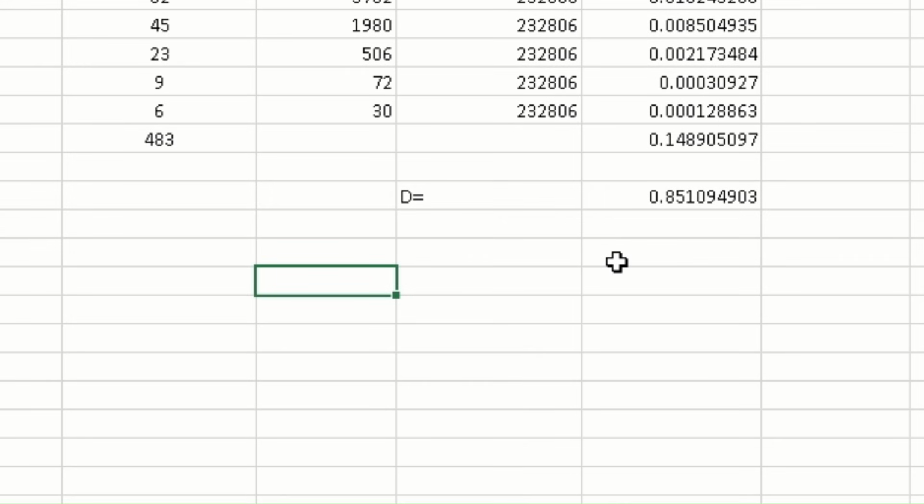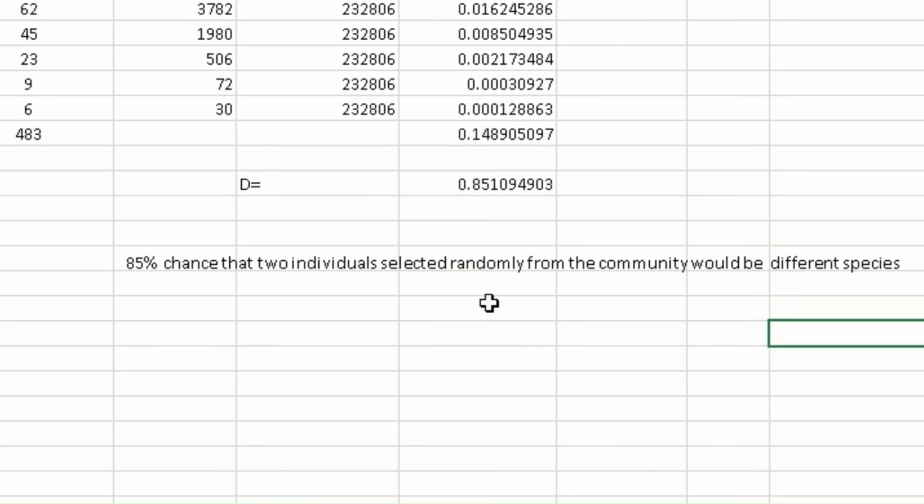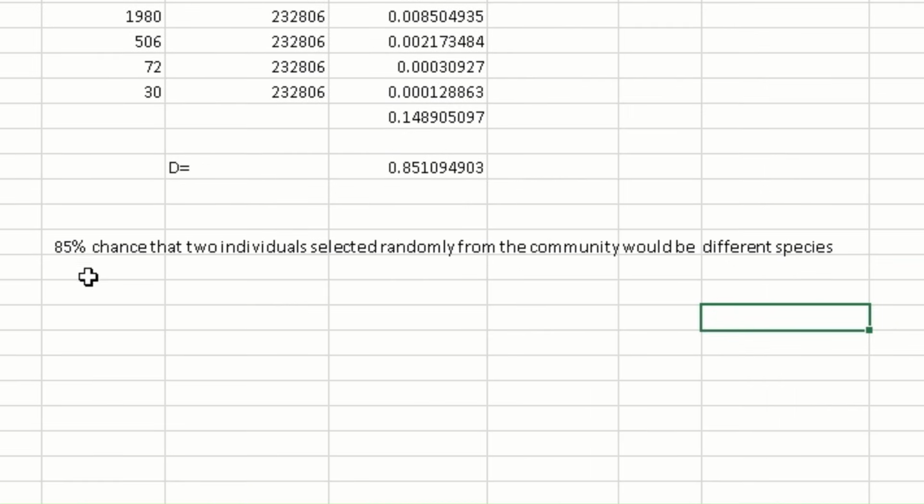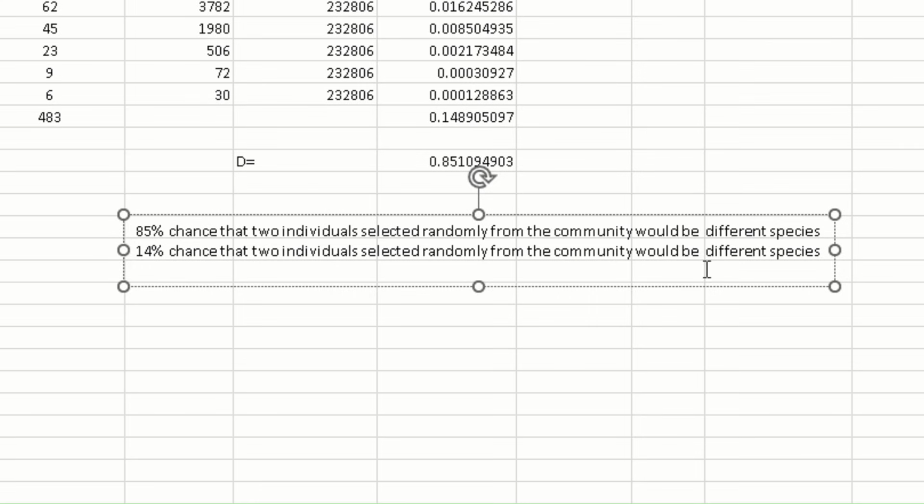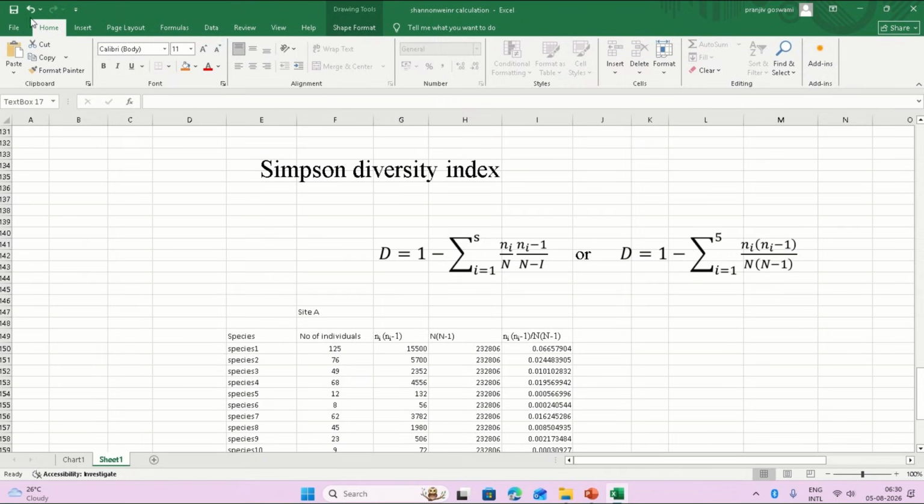0.851. So this means there is an 85% chance that two individuals selected randomly would be different species. If we want to explain this value, it means a 14% chance that two individuals selected randomly from the community would be the same species. And that is how the Simpson Diversity Index is calculated.